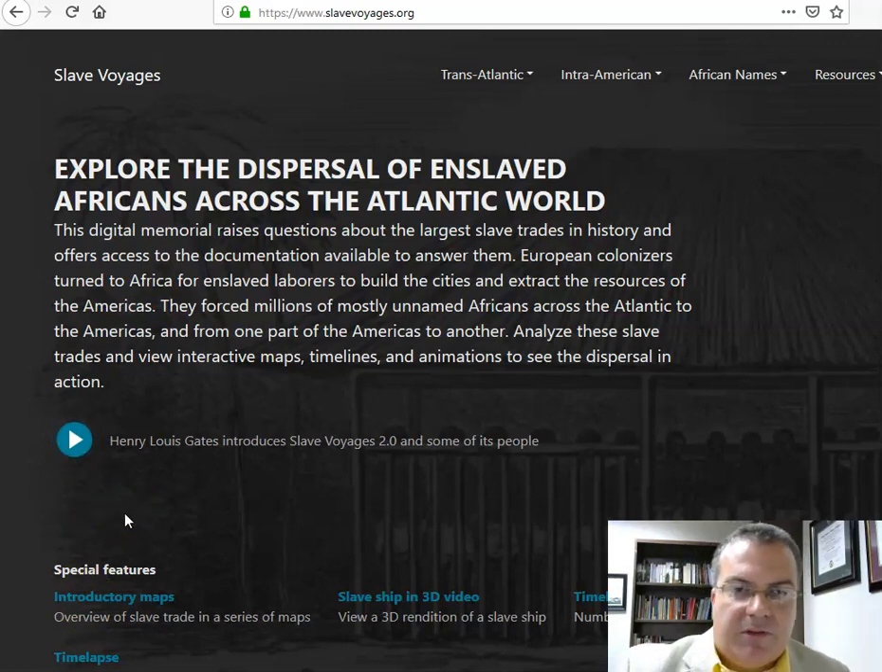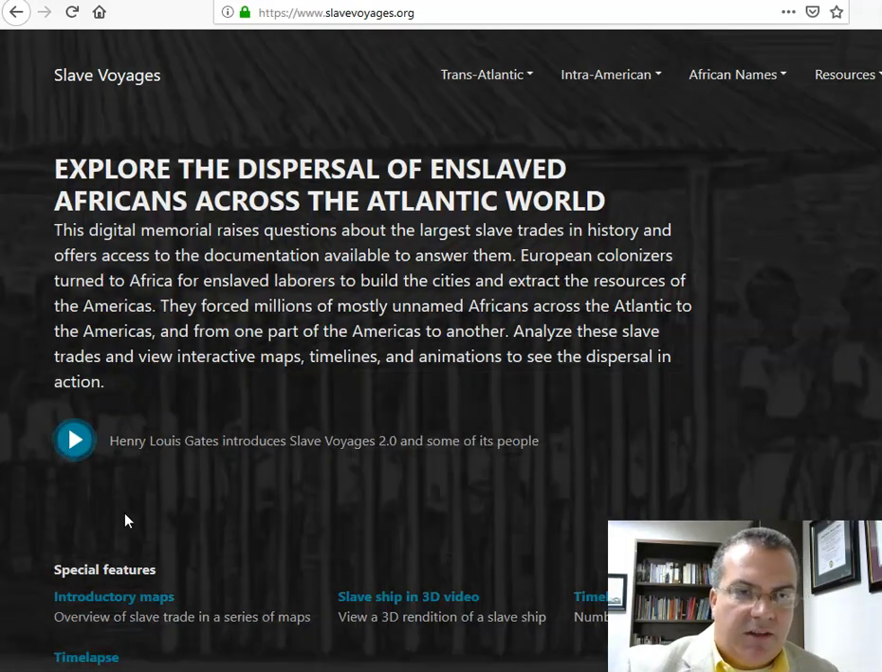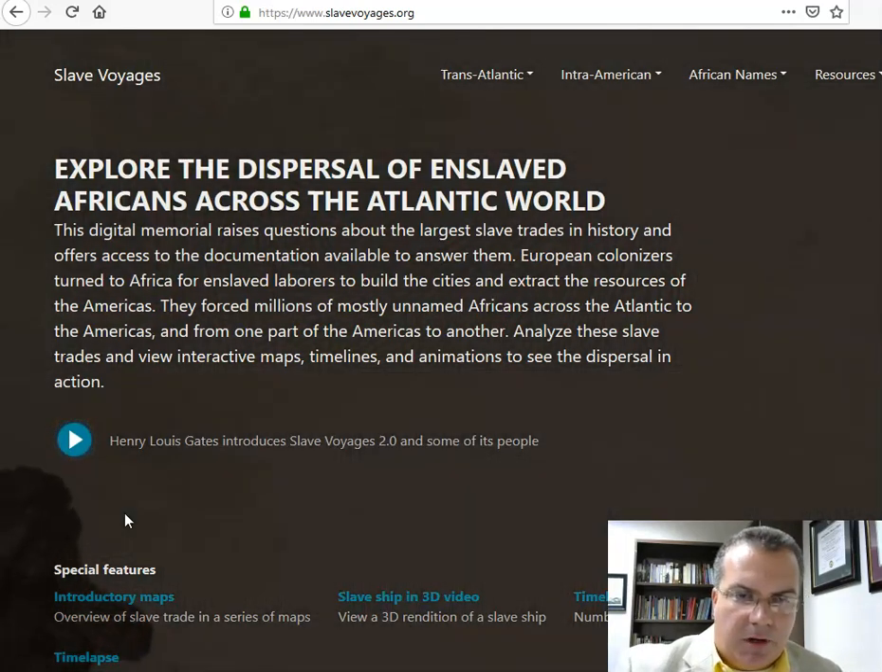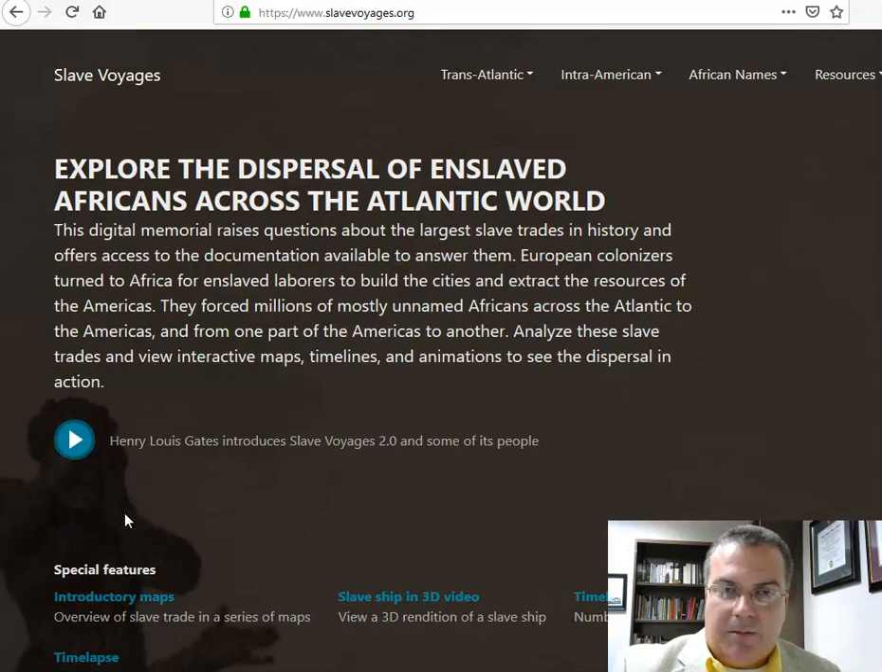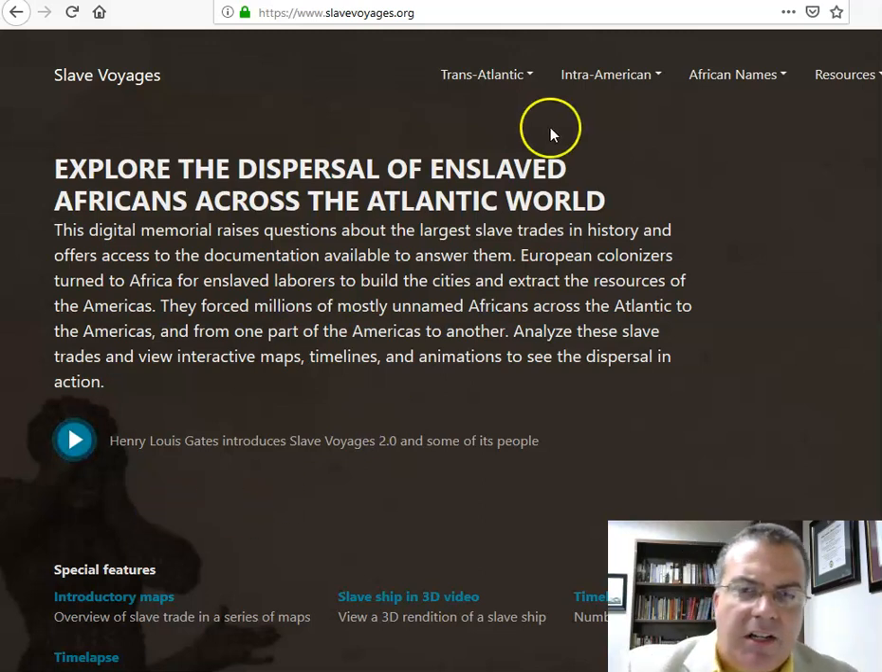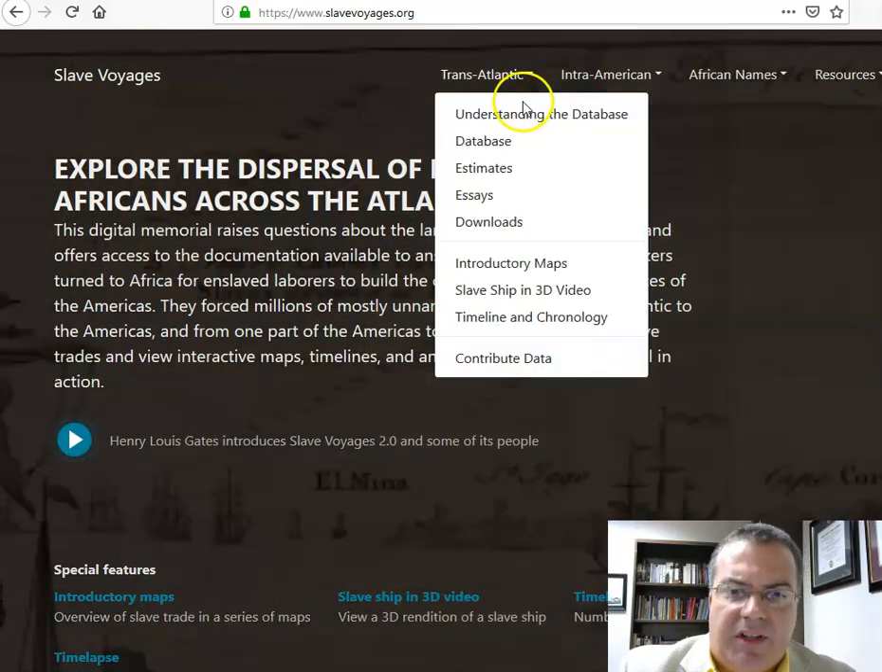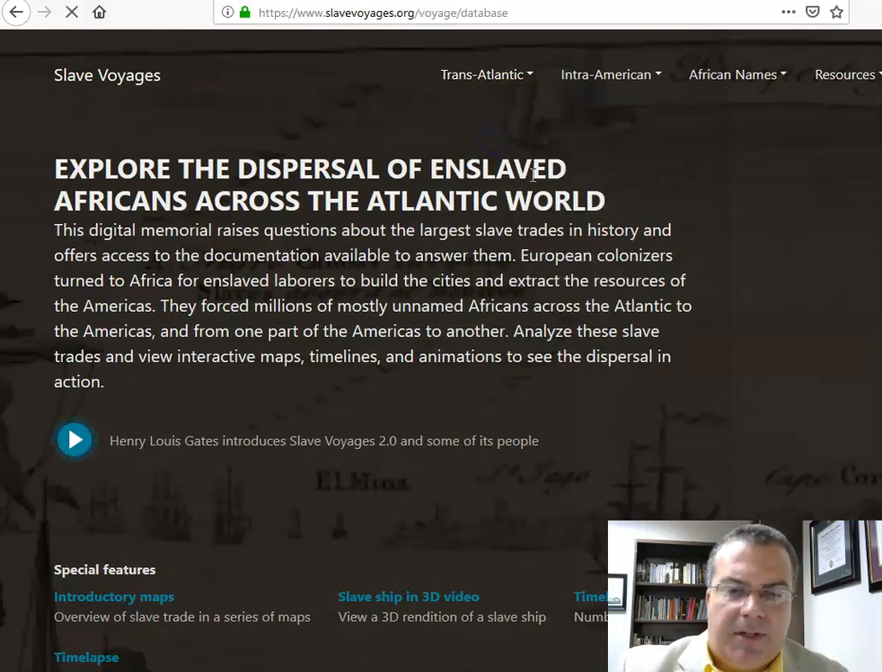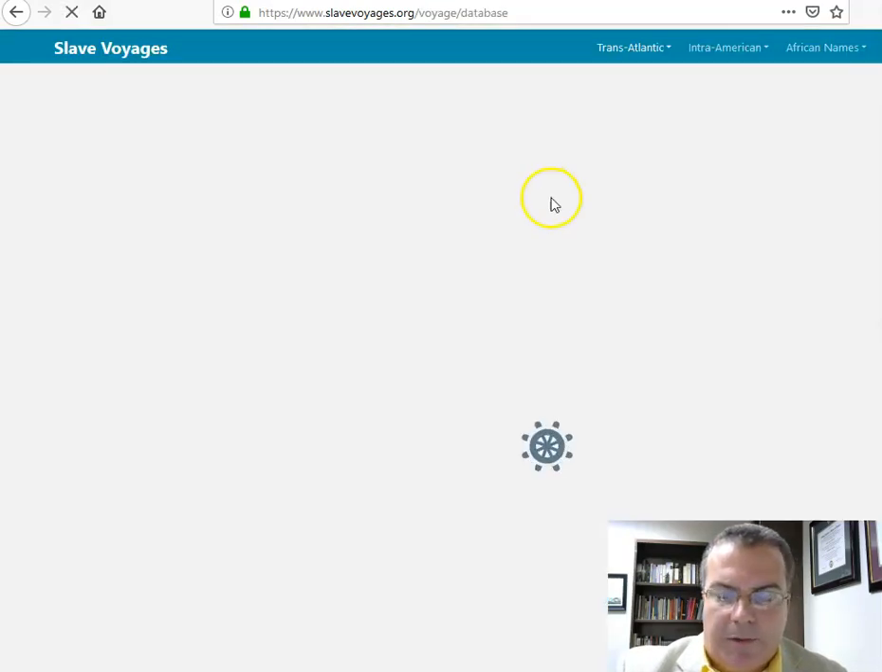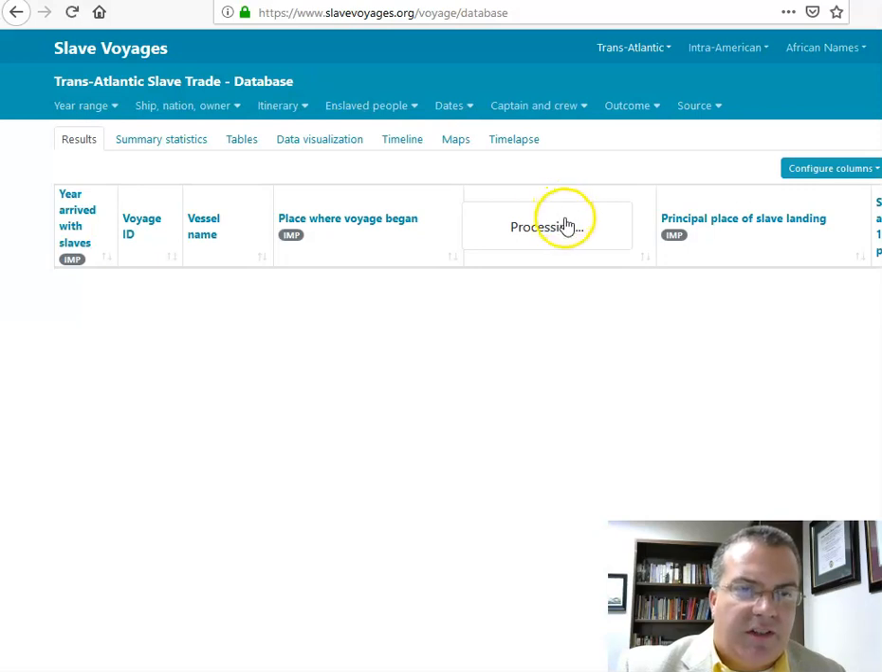In addition to some basic information about the slave trade that this database can help you to explore, including some maps and timelines and animations that help to illustrate what was going on during the time frame of the transatlantic slave trade, we can also use the database itself to do some specific searches. And if I click on database here, I can show you one example that can illuminate the utility of this database in trying to understand the transatlantic slave trade.